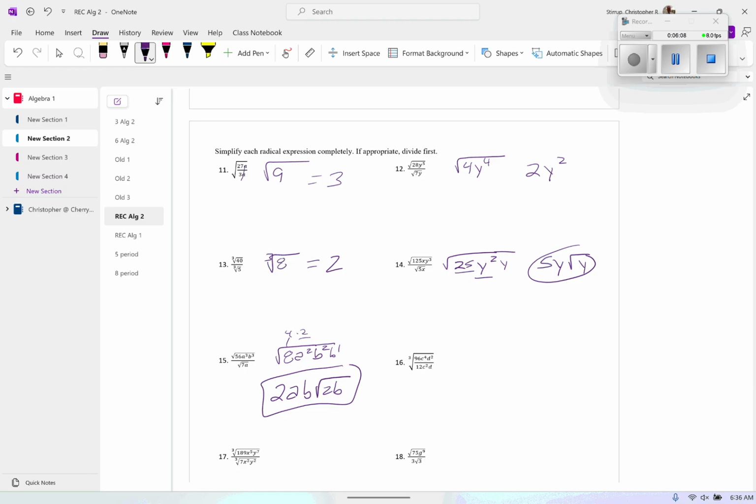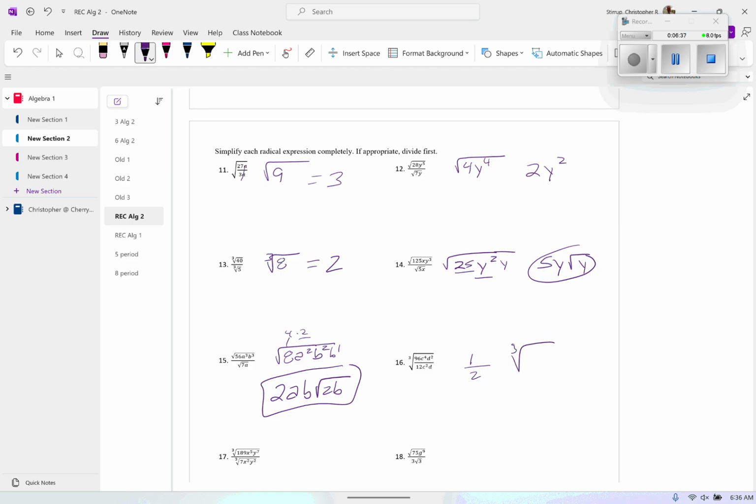Let's see. We can reduce this a little bit. Let's see. 96 over 12. What number goes into both? 6 goes into both, so 6 goes into 90 once, 16 times, and then over 2. Oh, 12 would have went into there, so I'm just going to forget about that.